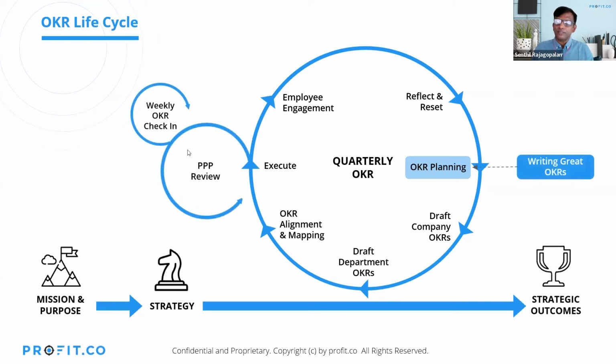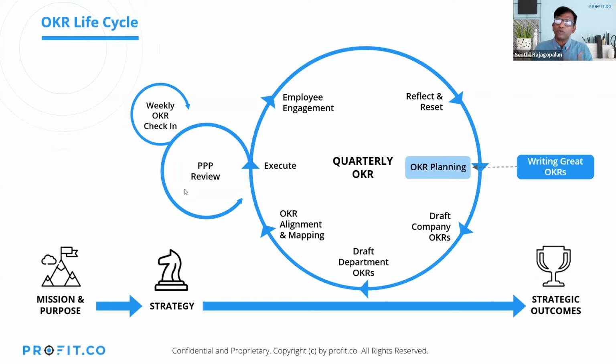Execution is done in most cases through weekly OKR check-ins. So people report the progress of their OKRs on a weekly basis. They also report their confidence level of achieving their key result by the end of the quarter. And you also do a PPP review. PPP stands for progress, plan, and problems: progress last week, plan for next week, and the problems that I encountered this week. And we have a bunch of good blog posts about all of this on our website.